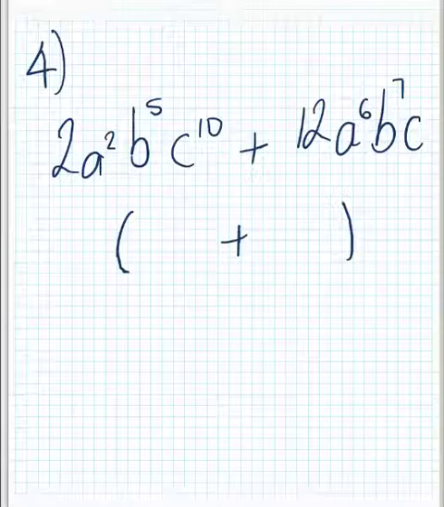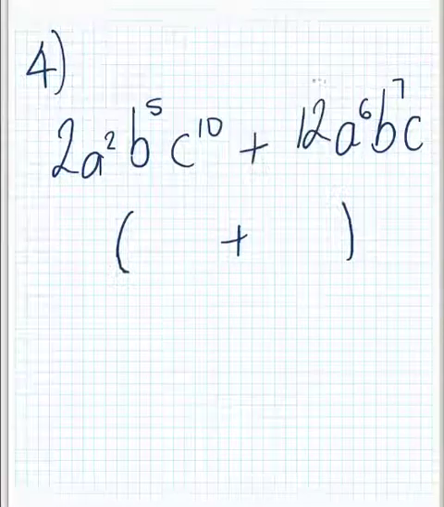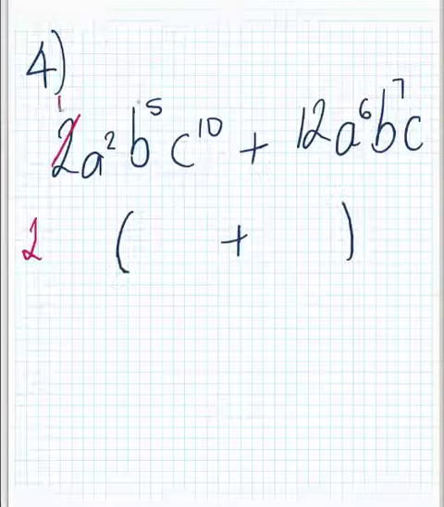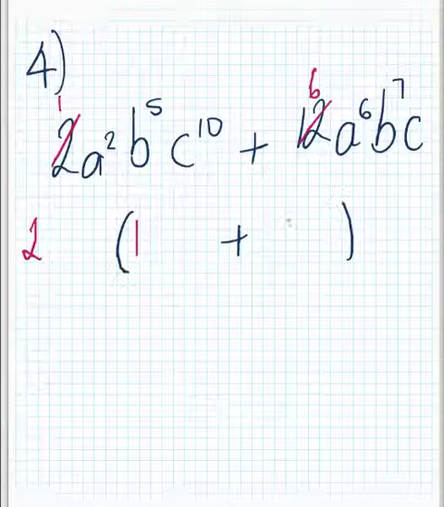And next, let's start with our numbers, 2 and 12. What's the highest common factor of 2 and 12? Well, I can see it's 2, so I can divide them both by 2. 2 divided by 2 is 1, and 12 divided by 2 is 6. So I've got 1 and 6 in my brackets as leftovers.